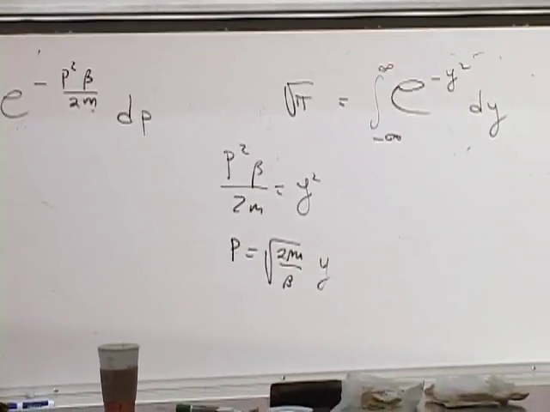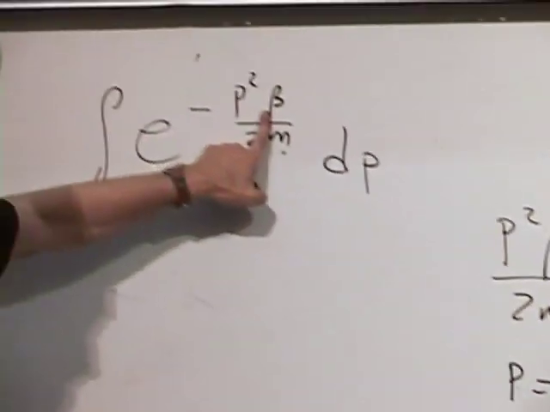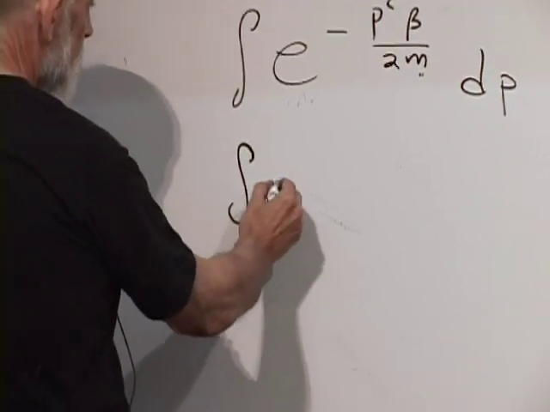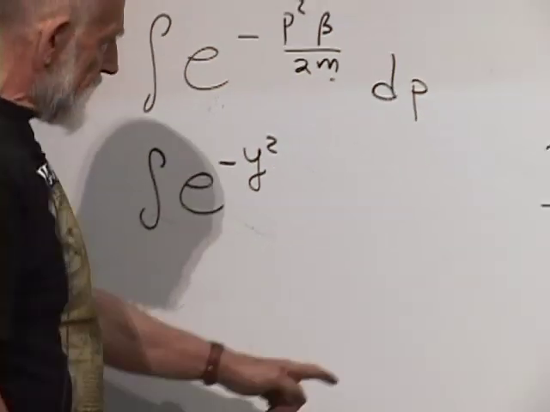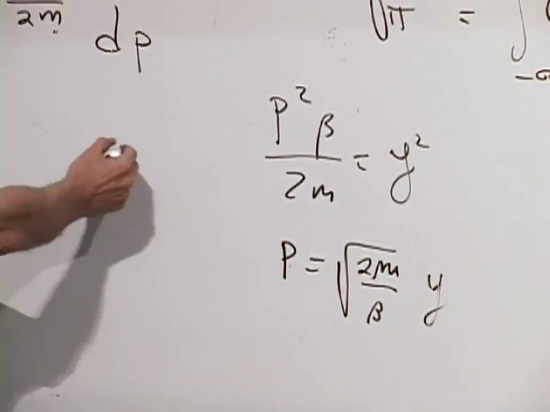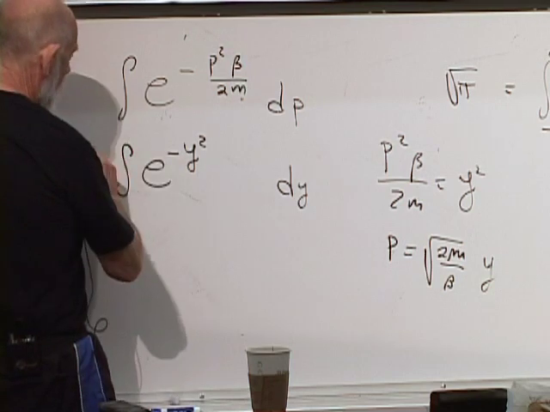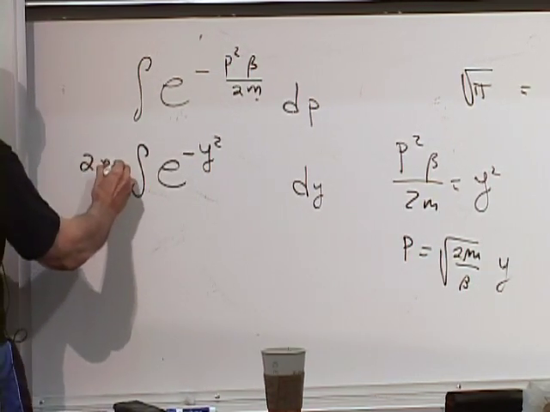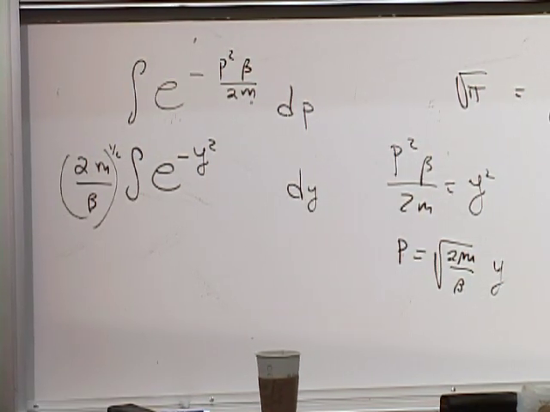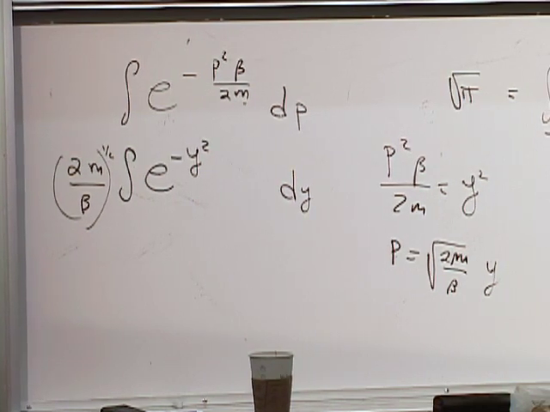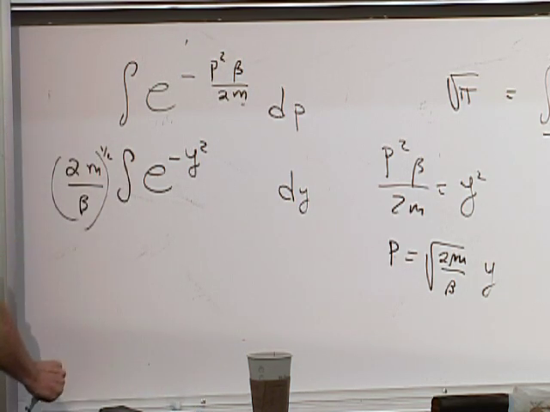Then p squared will be 2m over beta times y squared, and what's in the exponent here will just be simple. It will be what? E to the minus y squared. But what happens to dp? dp is not dy, but rather dy times, let me put it on the outside, 2m over beta to the power 1/2. And now I've done the integral. The integral is the square root of pi, that's this, times this factor here.